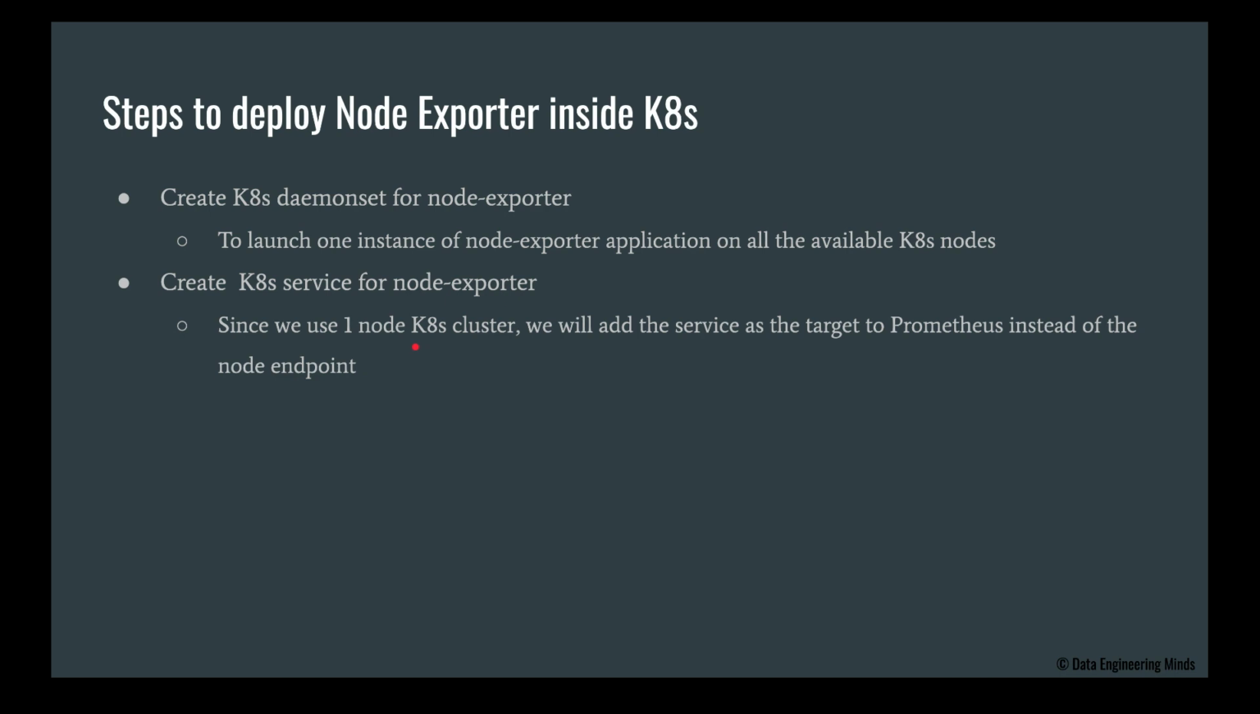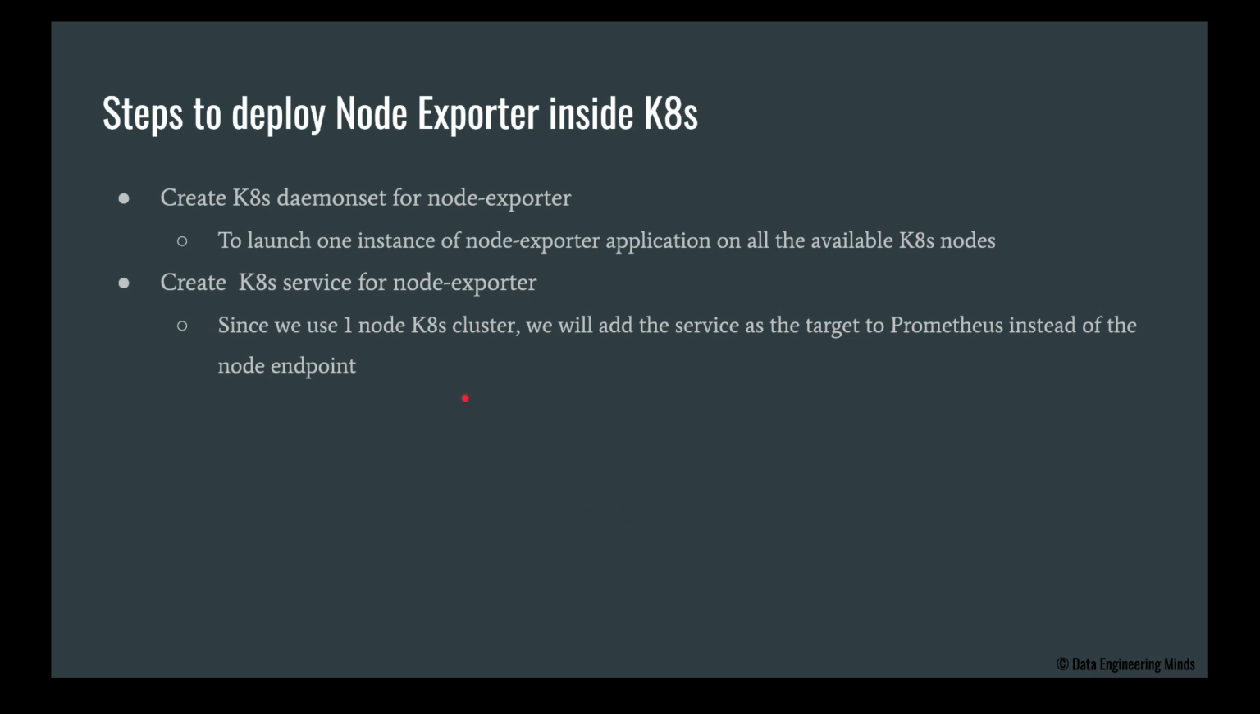We are using minikube, which is basically a one node Kubernetes cluster. So what I'm going to do is create a Kubernetes service for the NodeExporter application running inside that one node, and then I will add this service as the target to the Prometheus. In case your Kubernetes cluster contains more than one node, then the best way would be to add the endpoints of all the nodes as the targets to the Prometheus rather than the service. We will see all these details later in this video.